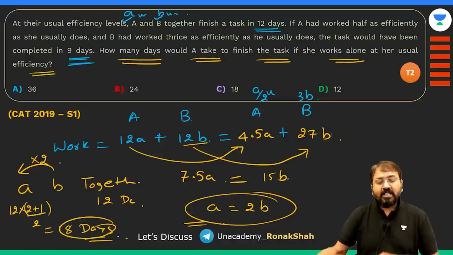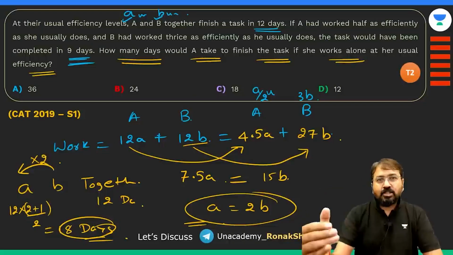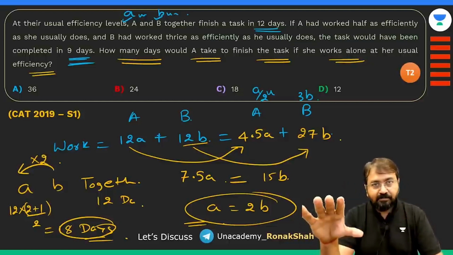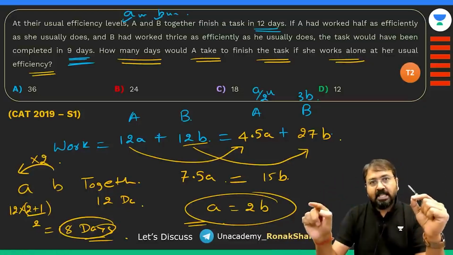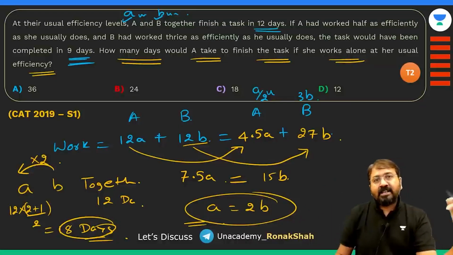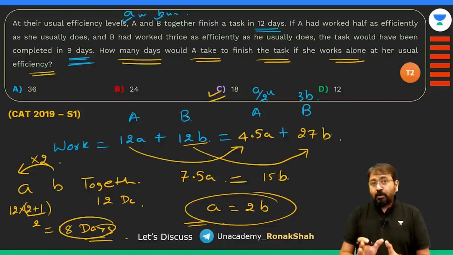Just look at how many steps I have written over here. It's just that I'm explaining, so I've written a few more things. Otherwise, you can solve this question in 3 steps. First, compare them, then see the change in A and the change in B, and then apply that efficiency formula and get the number of days of A. So the answer is straight away 18. I really hope you have understood this.